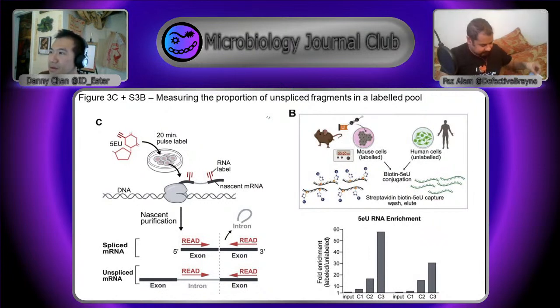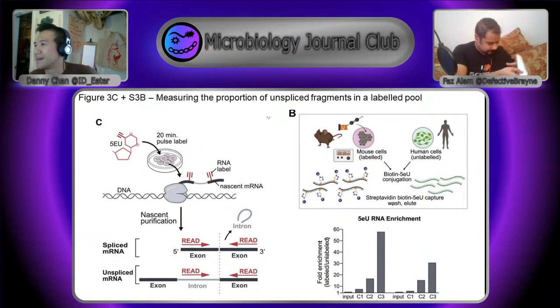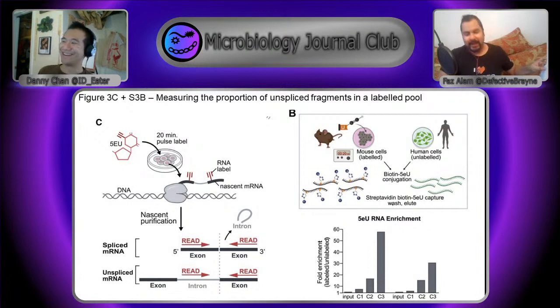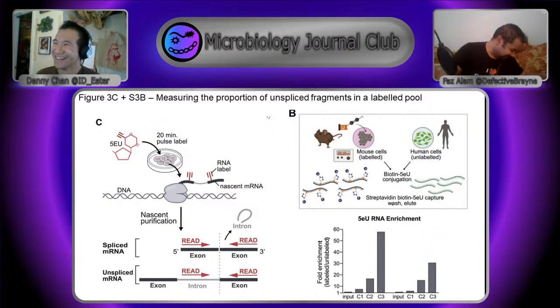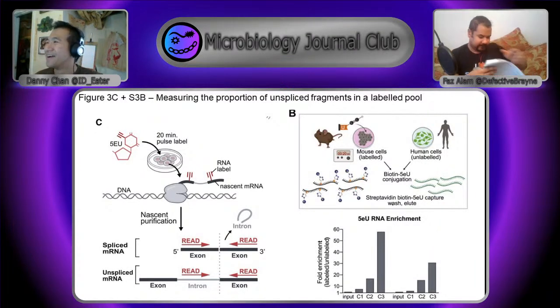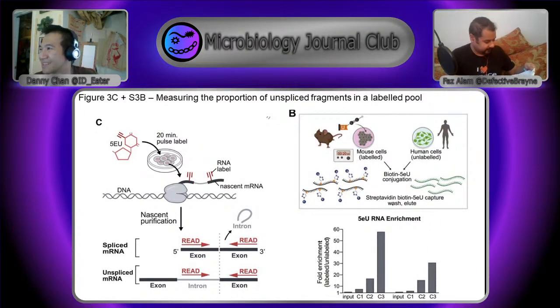Let me double check what 5EU does. I'm not sure, but I think it might be that it binds biotin so they can grab these pieces. As someone who lives in Britain, I do expect EU to be radioactive, but I think it's something like that. In panel B, they're saying biotin 5EU conjugation. So they're grabbing the stuff that they want.